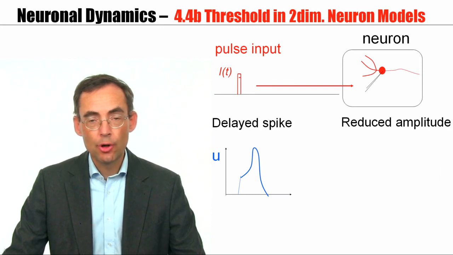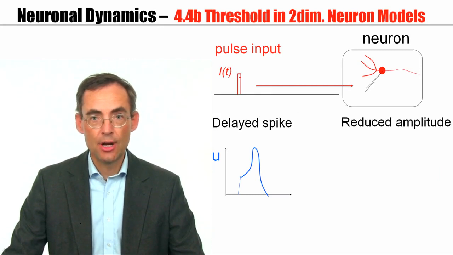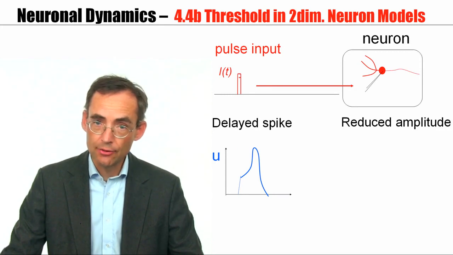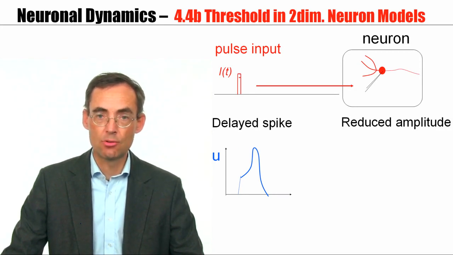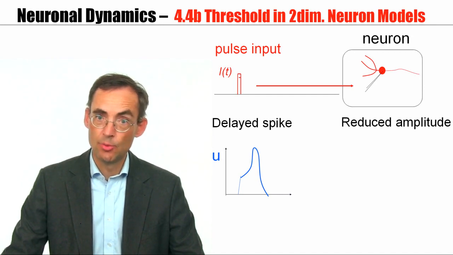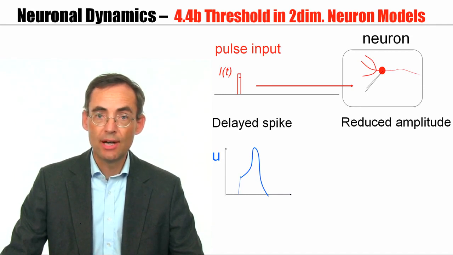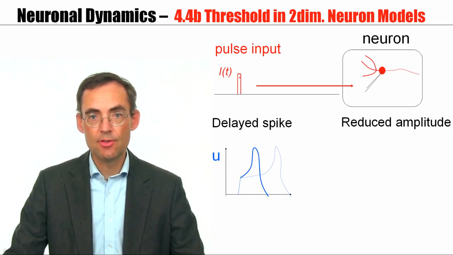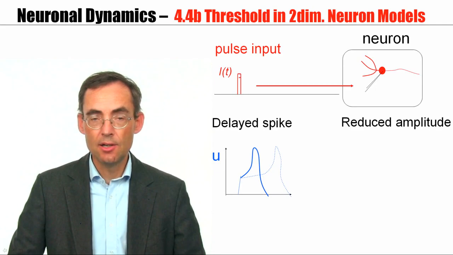If you give a short current pulse, then you find that if the current pulse is strong enough, it evokes an action potential. If you reduce the amplitude slightly, you may still find an action potential. If you reduce it more, you may find that there is an action potential, but it's delayed. The question then is, can we understand this delayed spike initiation?